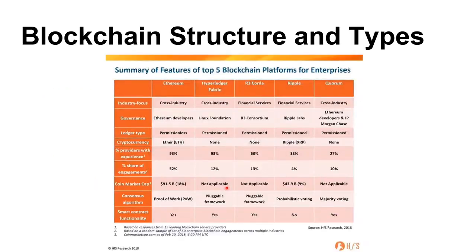And if you take a look here, you can see in this matrix that we can get some information about Ethereum, what's the industry focus, who governs it. Obviously, you can see whether it is permissionless or permissioned, items such as that. Kind of a useful matrix here.